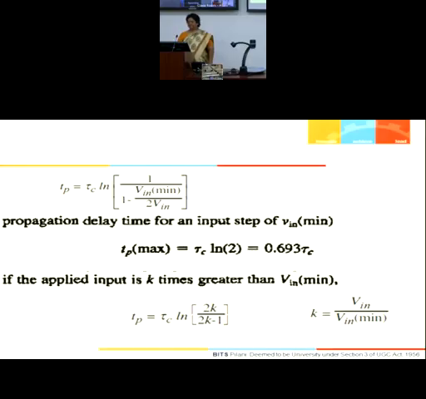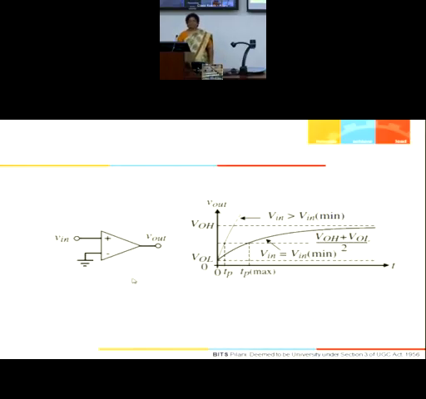In that case, as I said, if your V in is more than V in minimum, say K times, K can be any number, maybe twice, thrice, 4 times. Suppose your V in minimum is 0.1 volt, you are applying 0.2, 0.3, 0.4. So K becomes that multiple factor. So you can define your propagation delay in this form. This is how the value of TP will change.